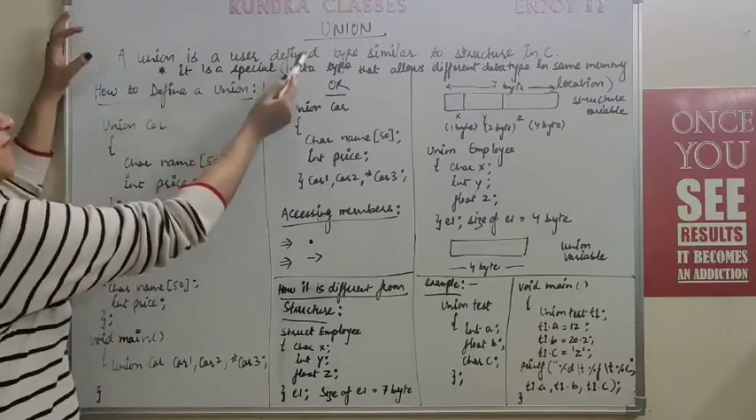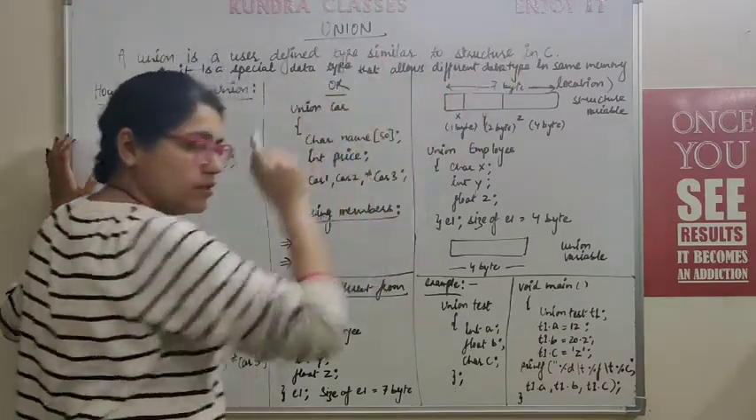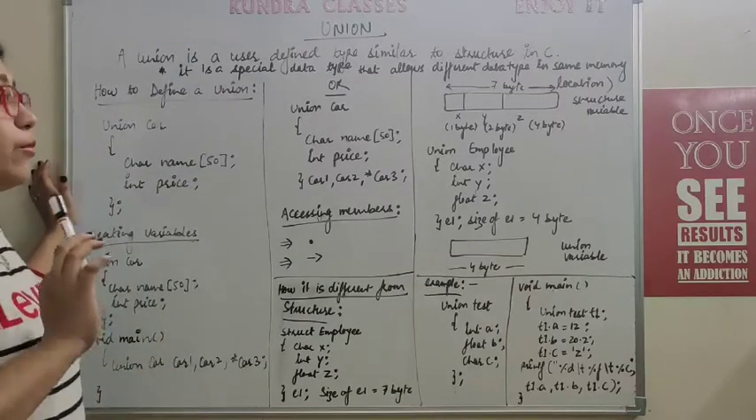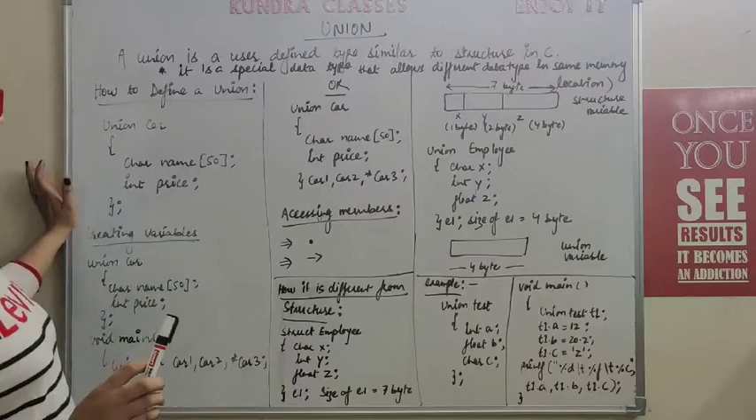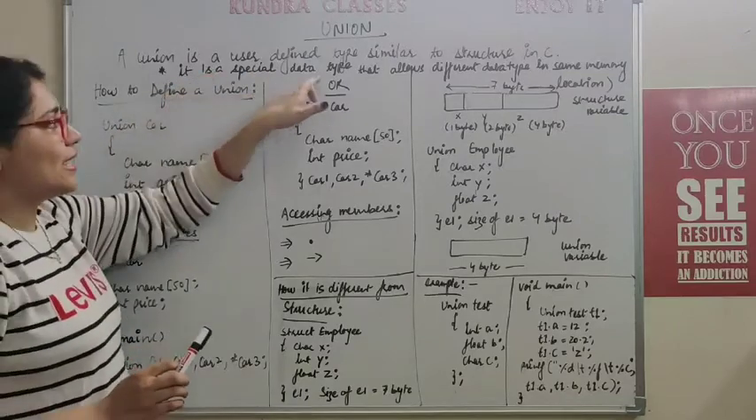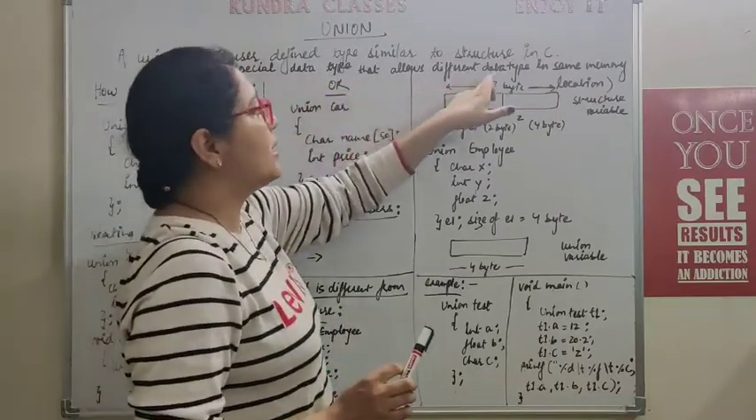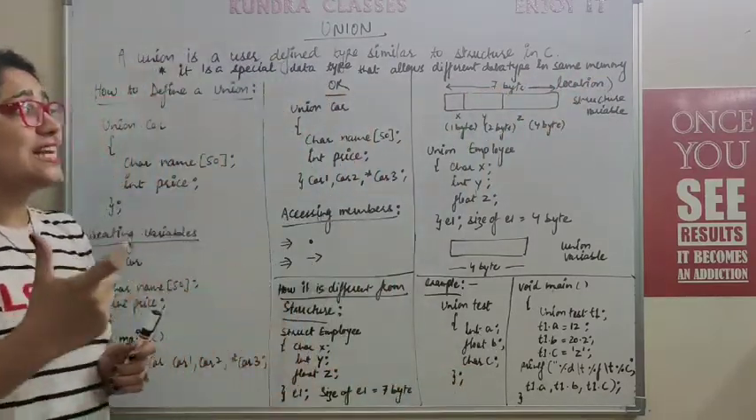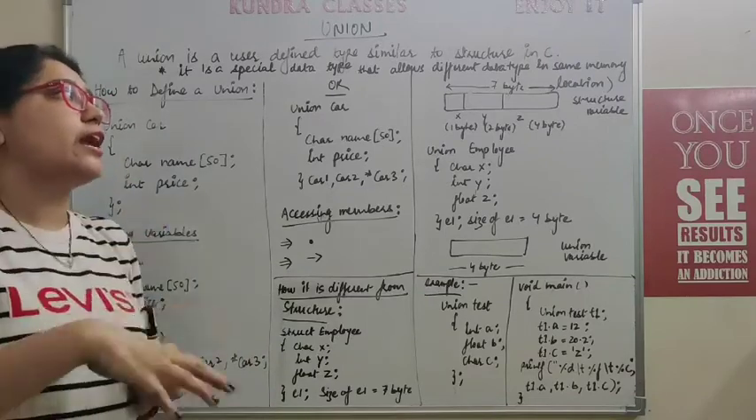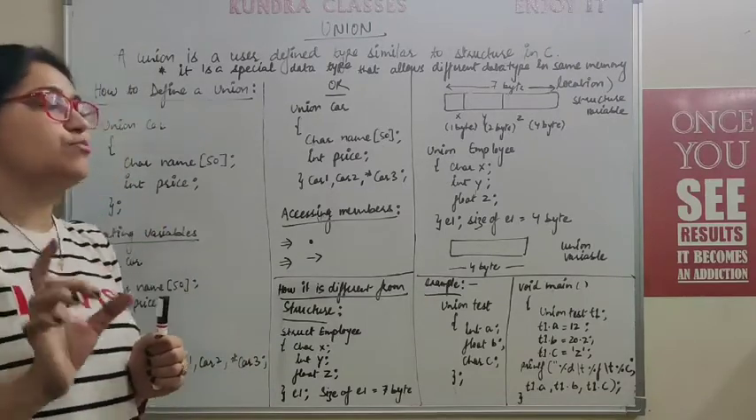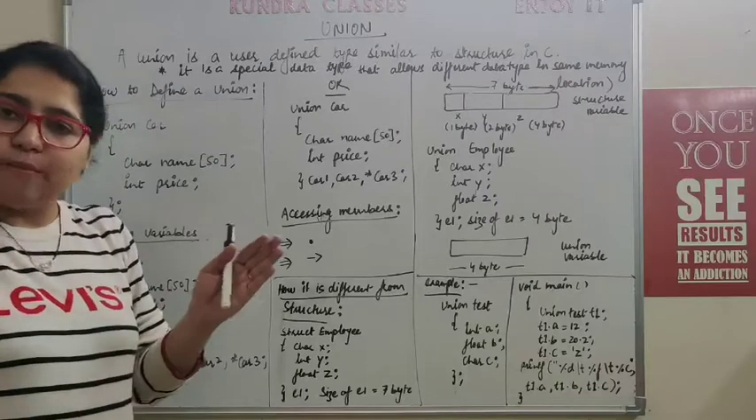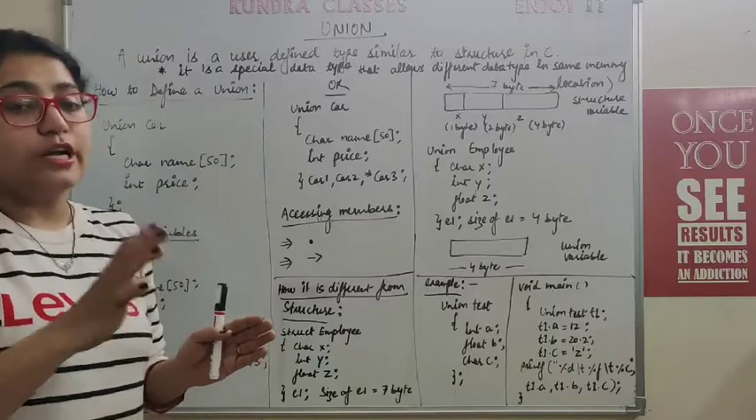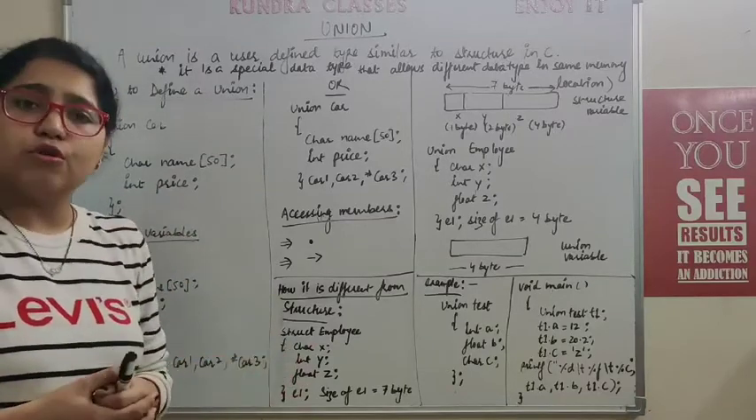Union is a user-defined data type similar to structure in C language. It's similar to structure, this is true. But the very important thing you need to know is it is a special data type that allows different data types in the same memory location. ये एक special data type है जो different data types को एक ही memory location में अलाउ करता है. दैट मीन्स द मेमोरी लोकेशन विल बी वन ओनली. वहीं पर आपके डिफरेंट डेटा टाइप्स, डेटा ऑफ डिफरेंट टाइप स्टोर होंगे.